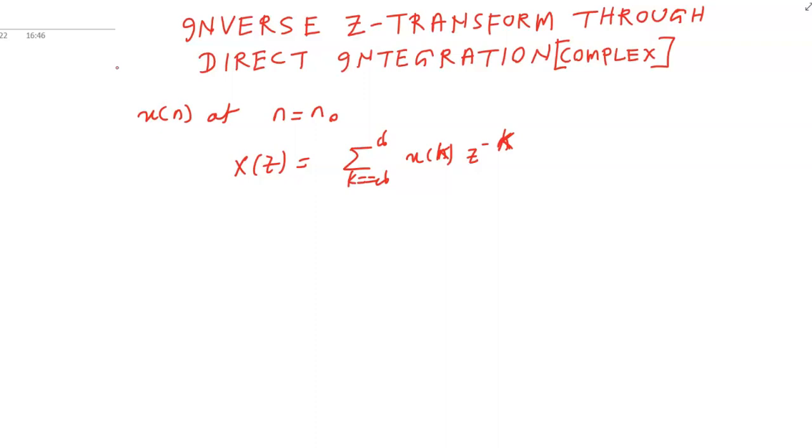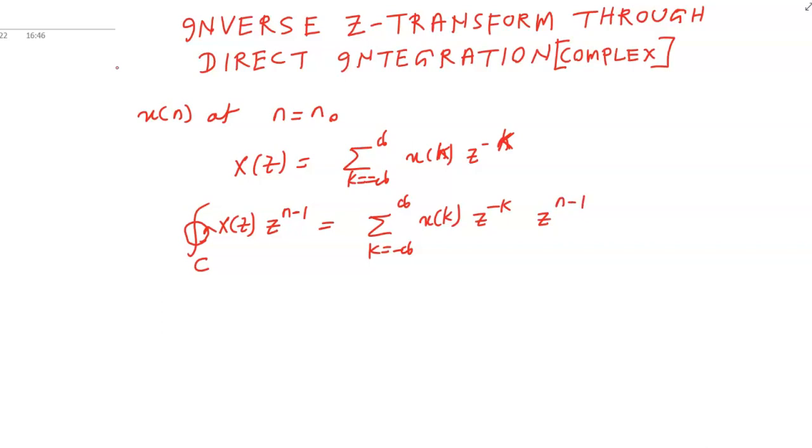Now multiply X of z with z to the power n minus 1 and integrate over the contour in the counterclockwise direction. I will come back to that contour later on. So we have the summation over k from minus infinity to infinity of x of k z to the power minus k, times z to the power n minus 1, and then you integrate the same way.